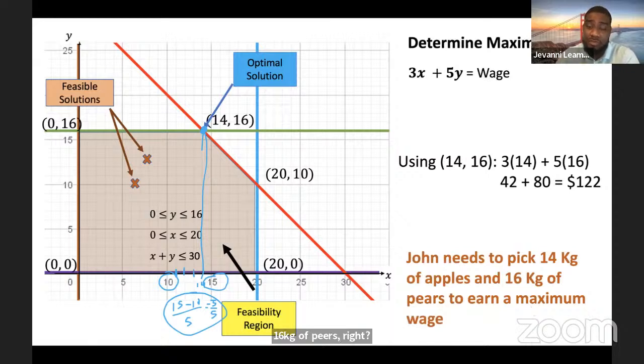All right? Is everybody seeing that? So whatever your function is, in other words your maximum wage, that value is going to give you the number of kilograms that you need.